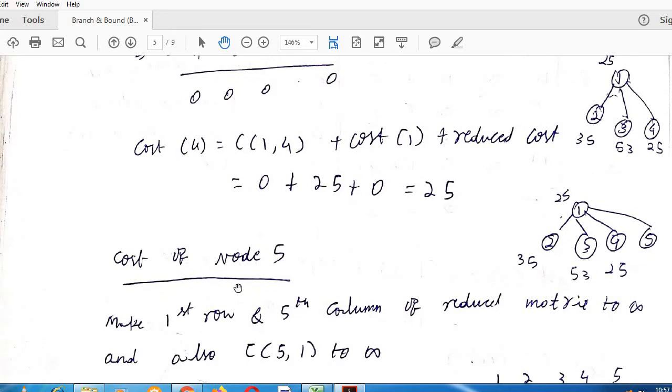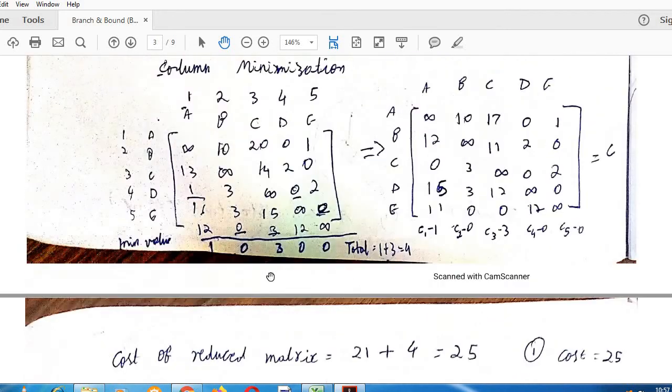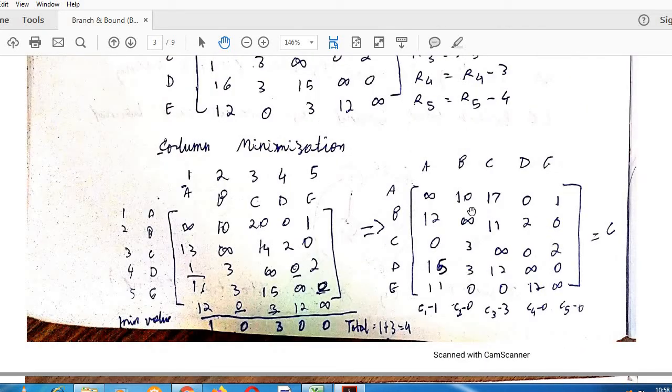Then I have to find out the cost of node 5. So again I will make the first row and fifth column element of the previous reduced cost matrix infinity. So the first row and fifth column element of the previous reduced cost matrix, which we got while solving the cost of node 1, will be replaced with infinity. Also the fifth row and first column element will be replaced with infinity. So this particular value 11 will also be replaced with infinity.